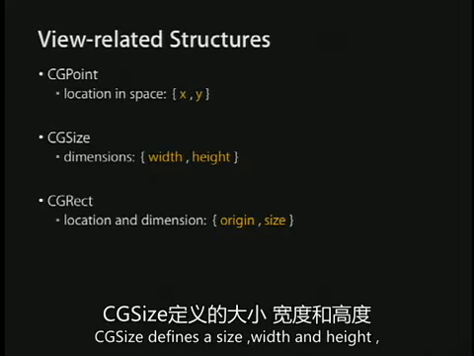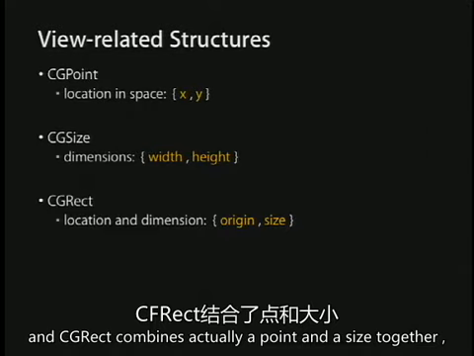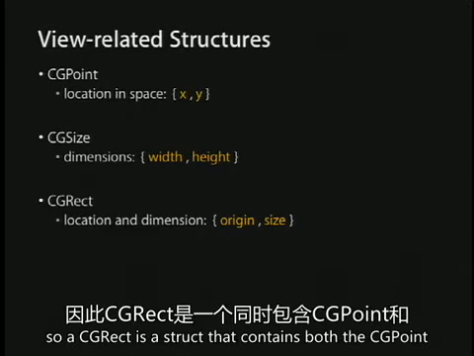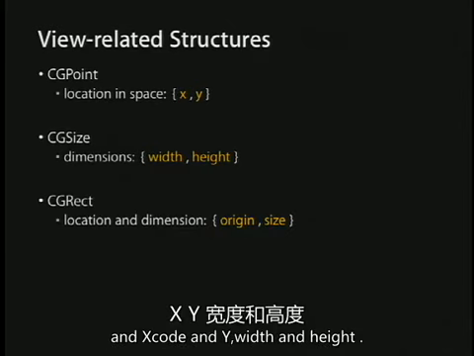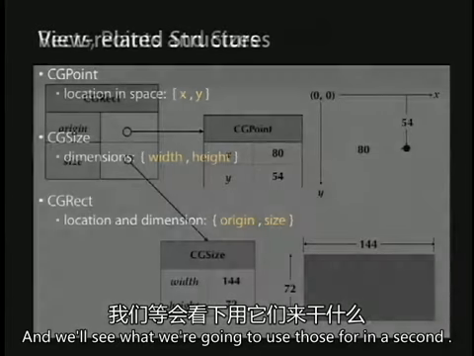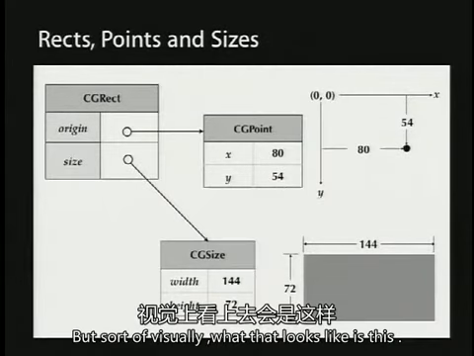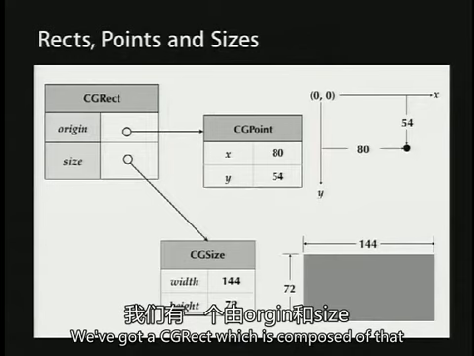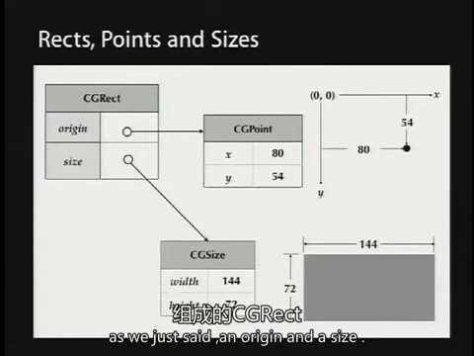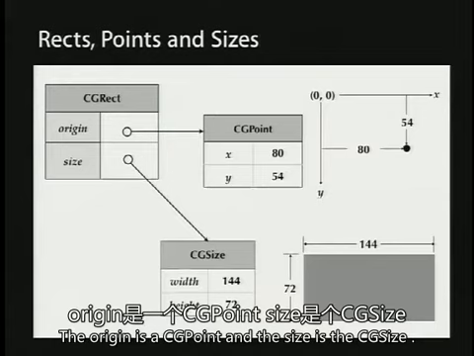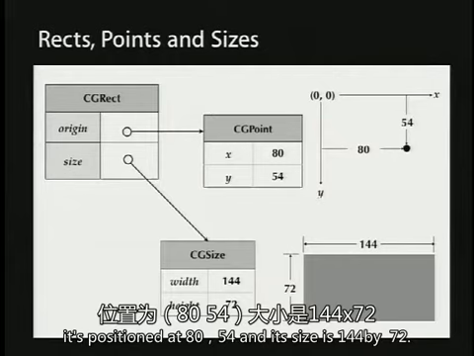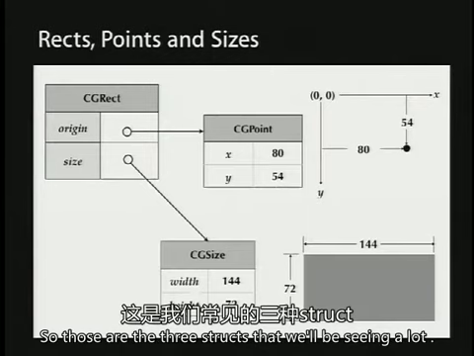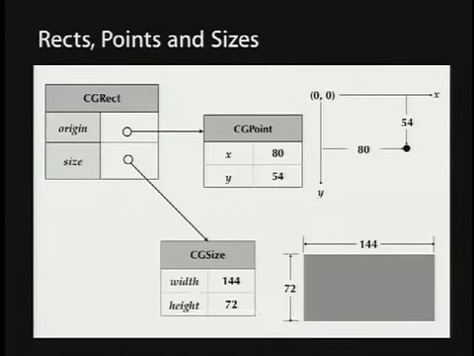CGSize defines a size, a width and a height. And CGRect combines a point and a size together. So a CGRect is a struct that contains both a CGPoint and a CGSize. So it has four float values: an X, a Y, a width, and a height. We'll see what we're going to use those for in a second. Visually, it looks like this. We've got a CGRect, which is composed of an origin and a size. The origin is a CGPoint, and the size is a CGSize. So in this case, we have a rect positioned at 80, 54, and its size is 144 by 72. Those are the three structs that we'll be seeing a lot. That's what they look like.